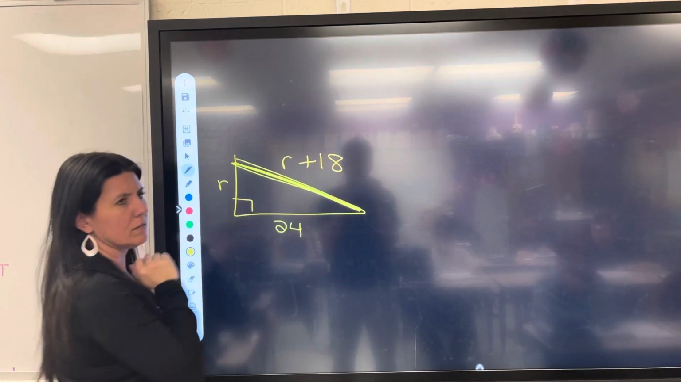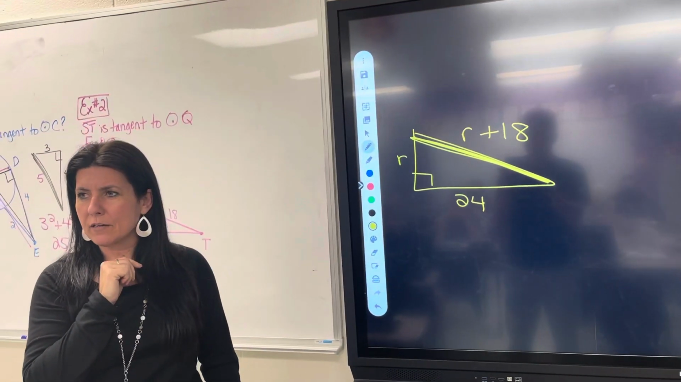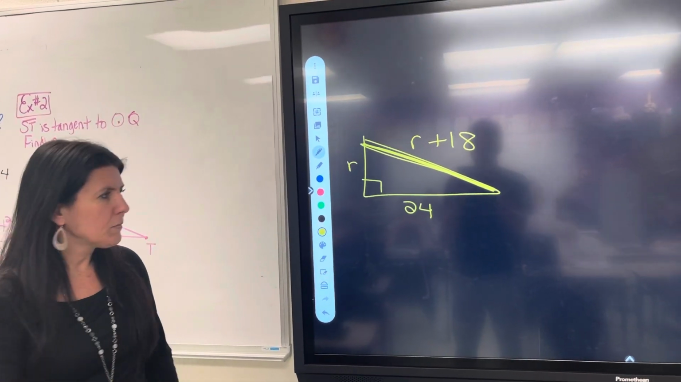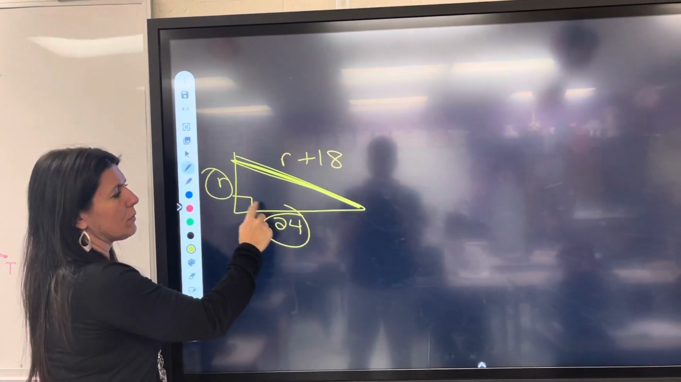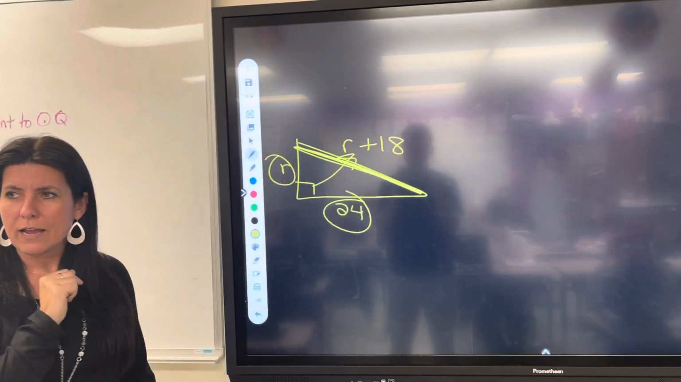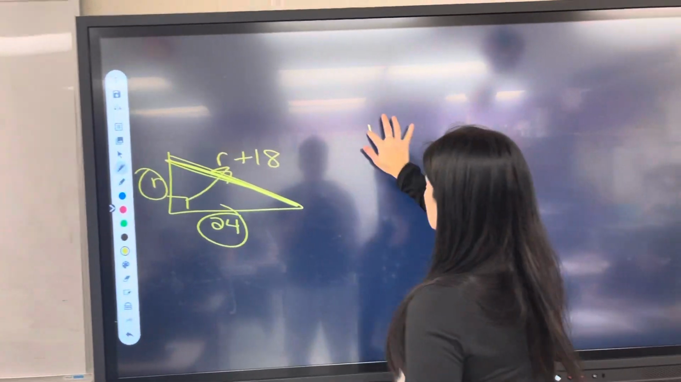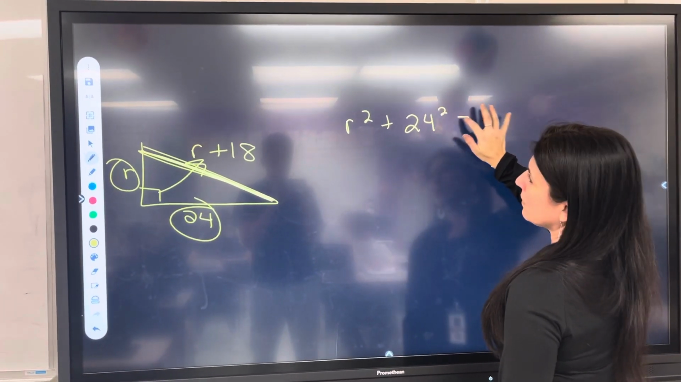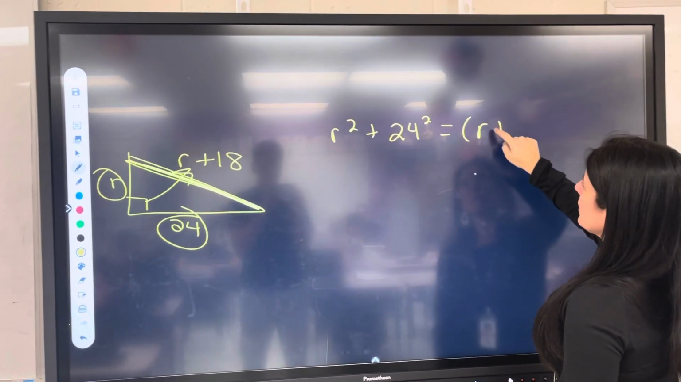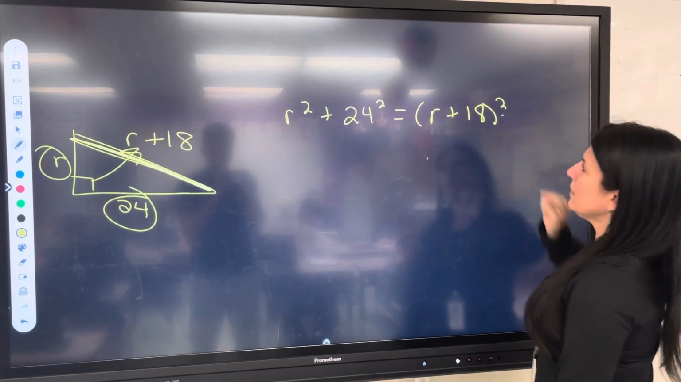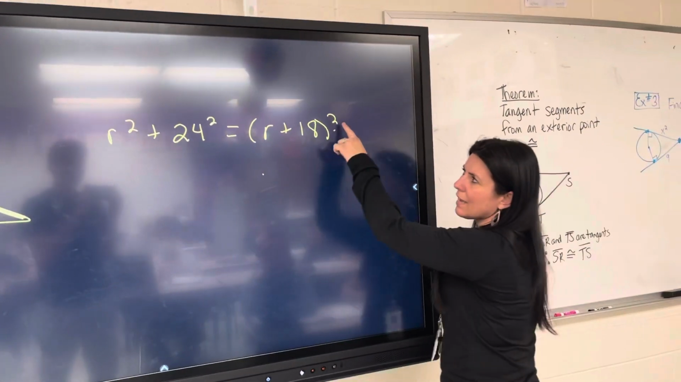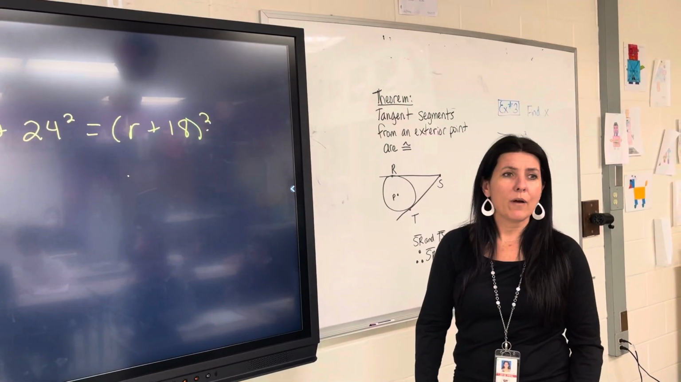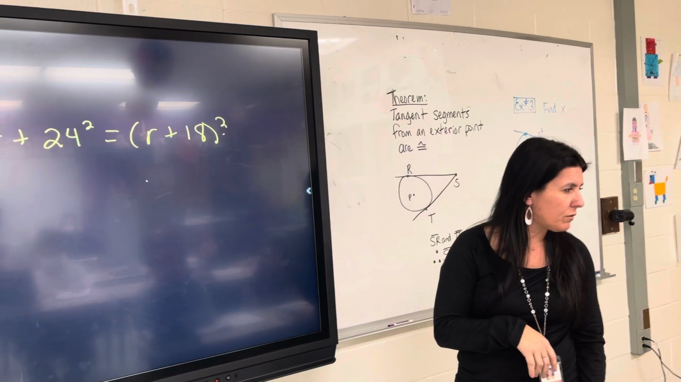Remember, you're adding. So we're going to set up our Pythagorean theorem. We have to be careful because it's a little more complicated this time. And we're going to figure out what R is. So these two are my legs. Remember, the hypotenuse is across from your 90-degree angle. So it's going to look like this. R squared plus 24 squared equals (R plus 18) squared. You cannot just apply that 2 to the R and the 18 because of that addition problem. You have to actually FOIL this problem. This is good review for you guys.